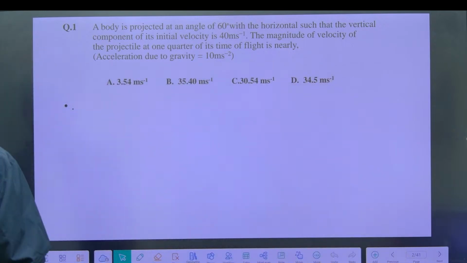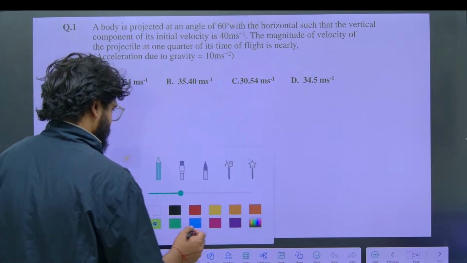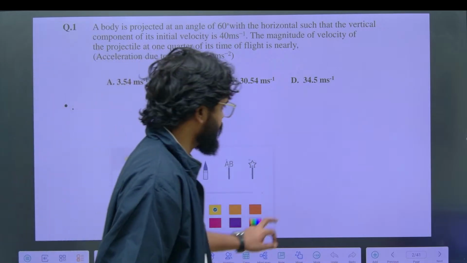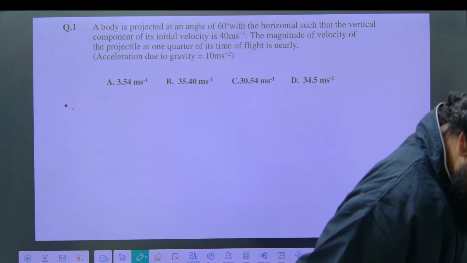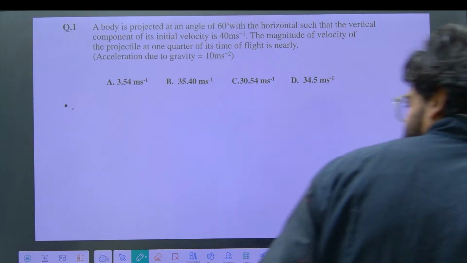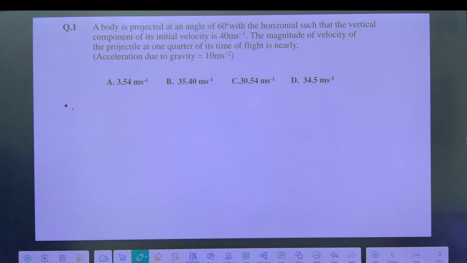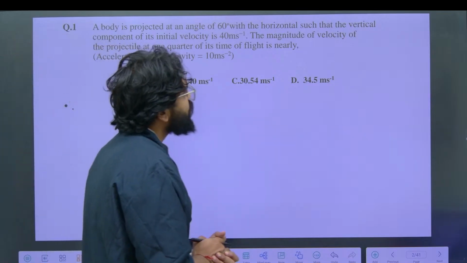Yes, so our first question is this. Just checking whether connections are fine or not. Yes, they are. Am I audible? Correct. Okay.